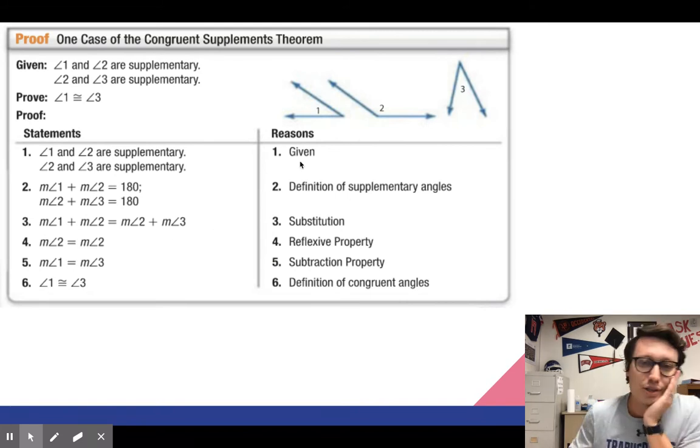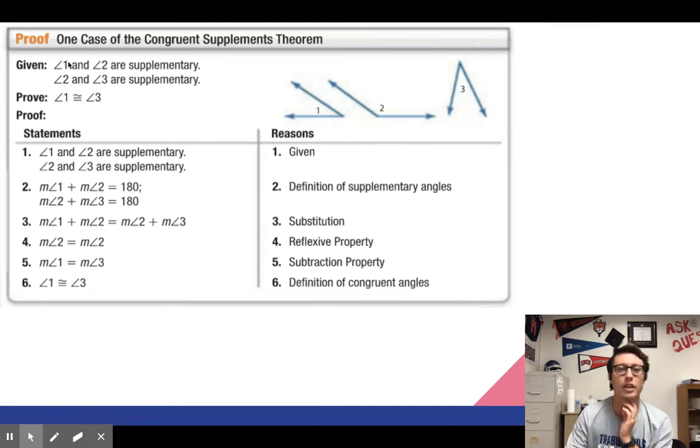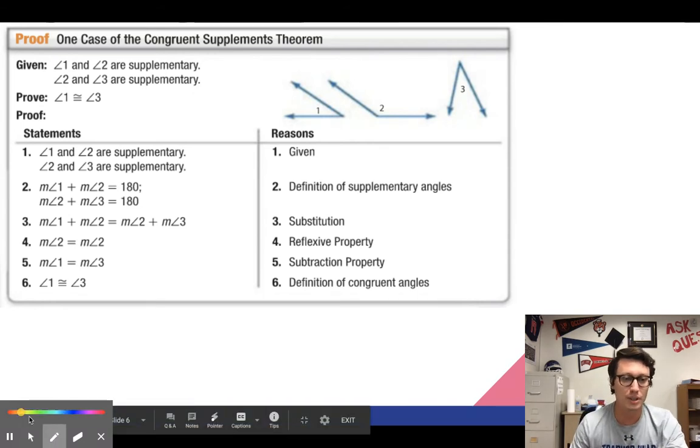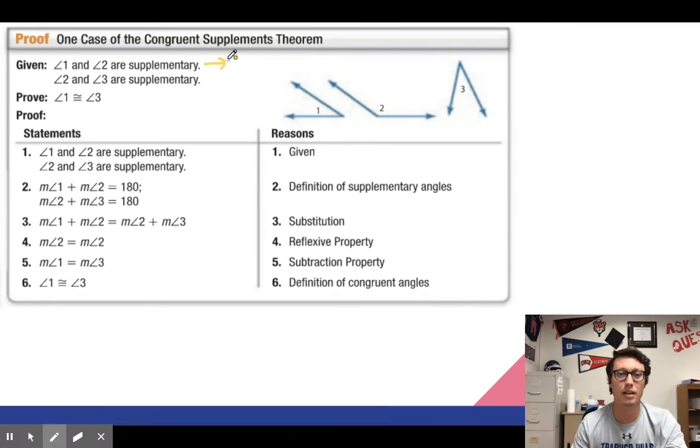So here's one that's already done. Let's take a look. Given angle 1 and angle 2 are supplementary. Well, think, what does that mean? Remember, that means that they add up to 180. Angle 2 and angle 3 are supplementary. That means they also add up to 180. So prove that angle 1 is congruent to angle 3.